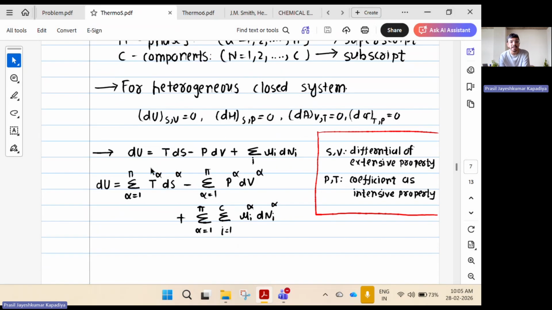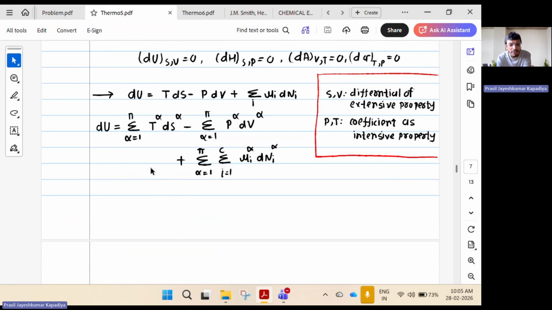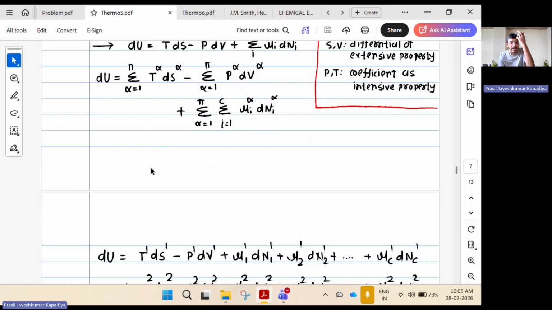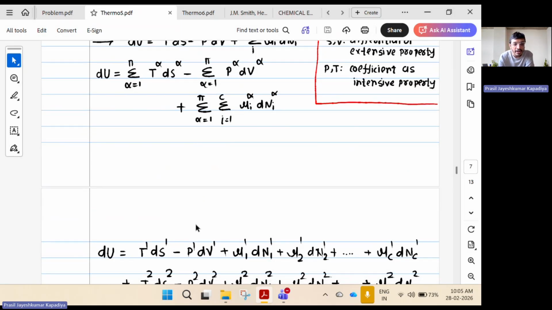Now let's try to expand this relation. How do we expand it? So first, let's say I'm expanding for alpha is equal to 1. So how will I write?